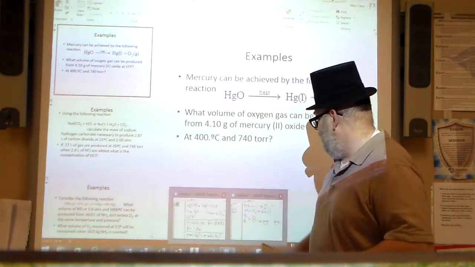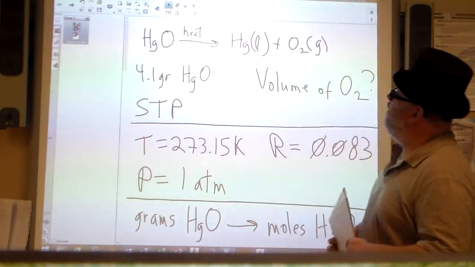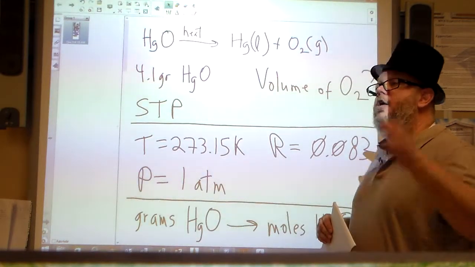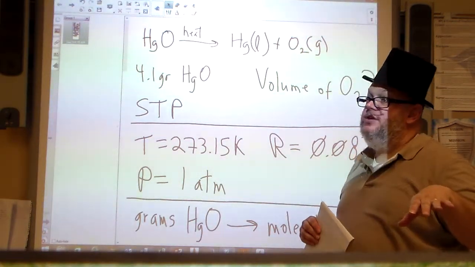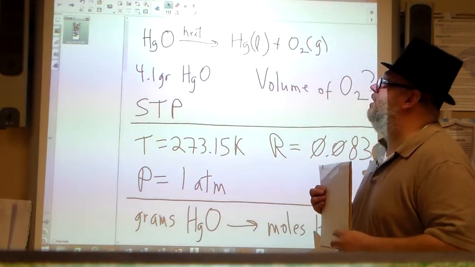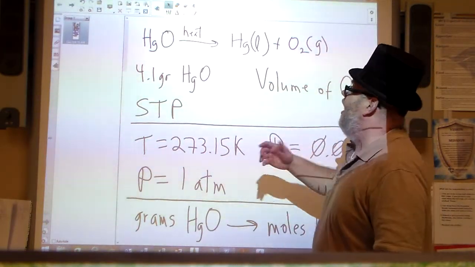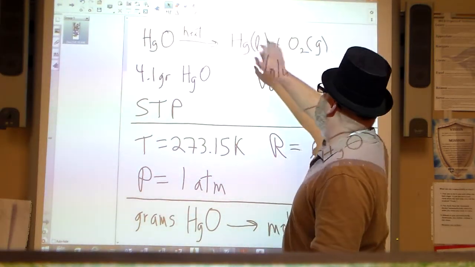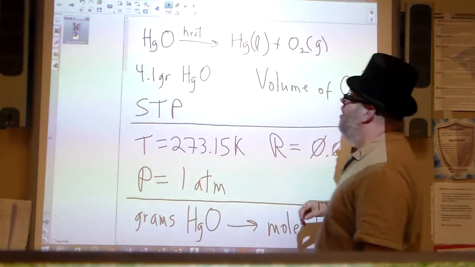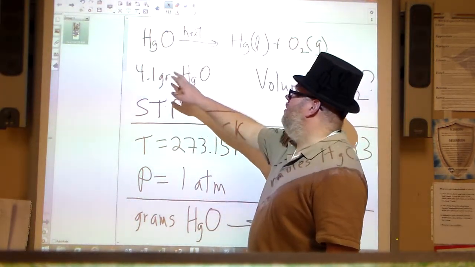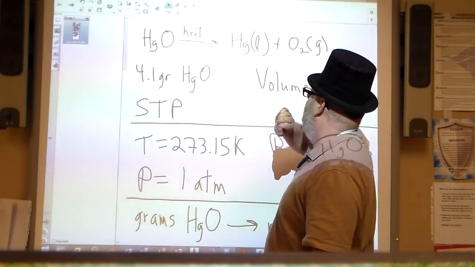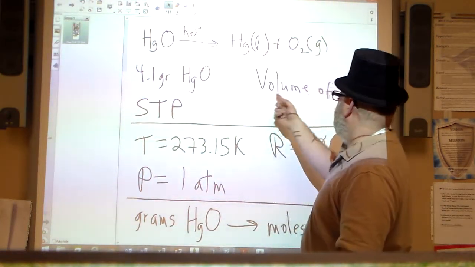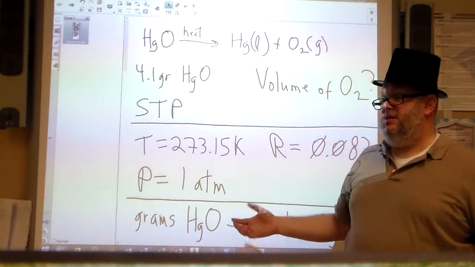I happen to have the stuff already written up here on the board, so that's going to be a review for those people who are looking at the tape. For those of you that didn't get to see this part in lecture, this will be a chance for you to catch up. So what do we have? We have mercury II oxide, we're adding heat, and we get liquid mercury and oxygen gas. We also have 4.1 grams of this mercury II oxide, STP conditions, and the volume of oxygen is what they're asking about.